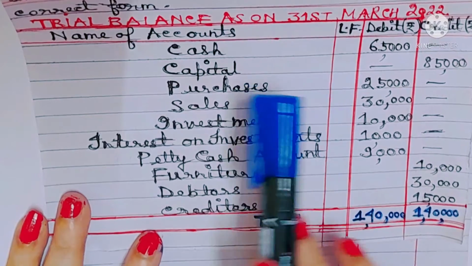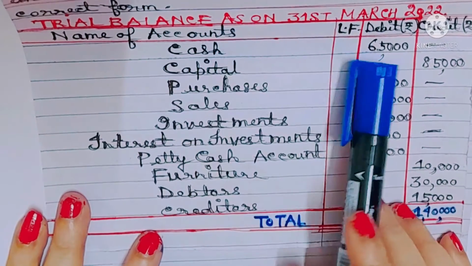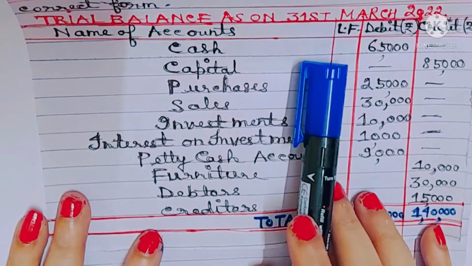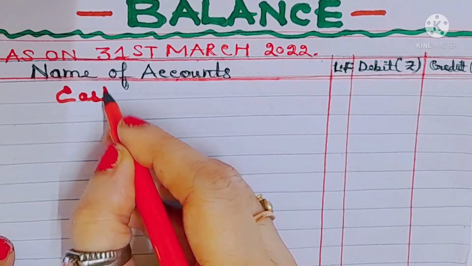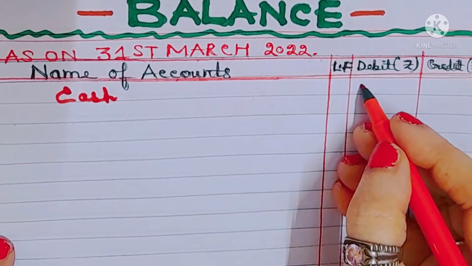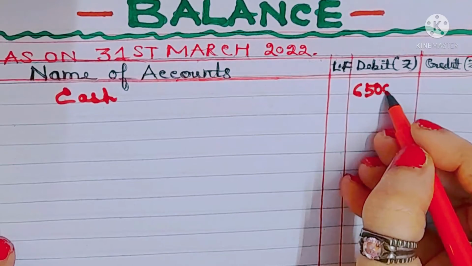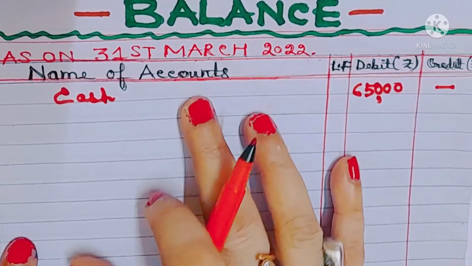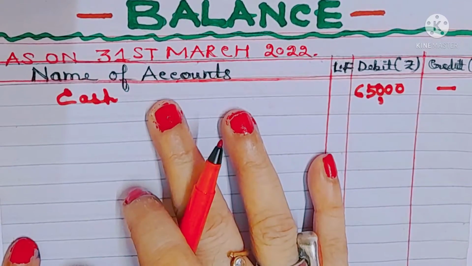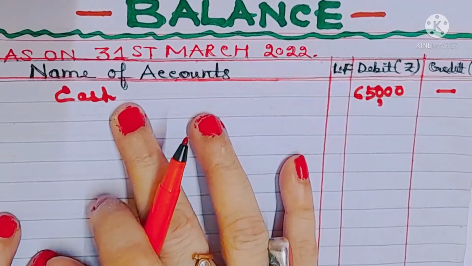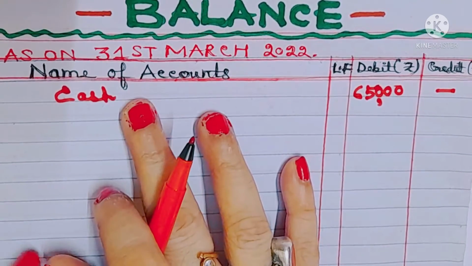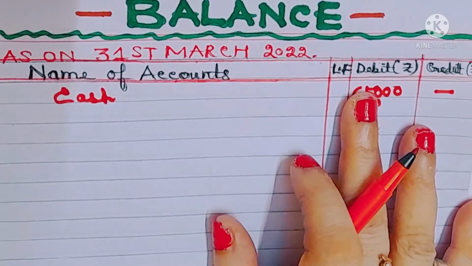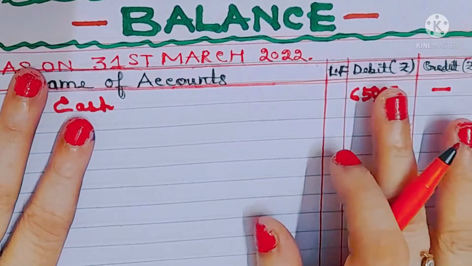Okay, let's do it. The first account is cash, 65,000 in the debit column, which is absolutely correct. Okay, let's write cash 65,000. Cash has a debit balance and that is the reason we're writing in the debit column. But why does cash have a debit balance? Because cash comes under real account. According to real account, what comes in is debit. Here, from the business point of view, cash comes into the business. So cash account will be debited.